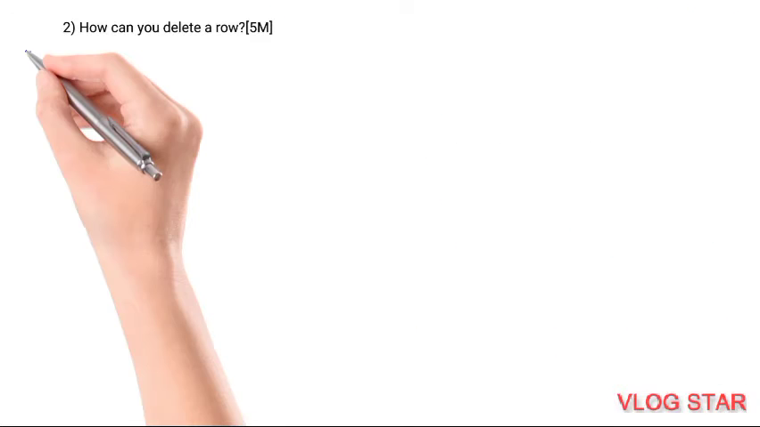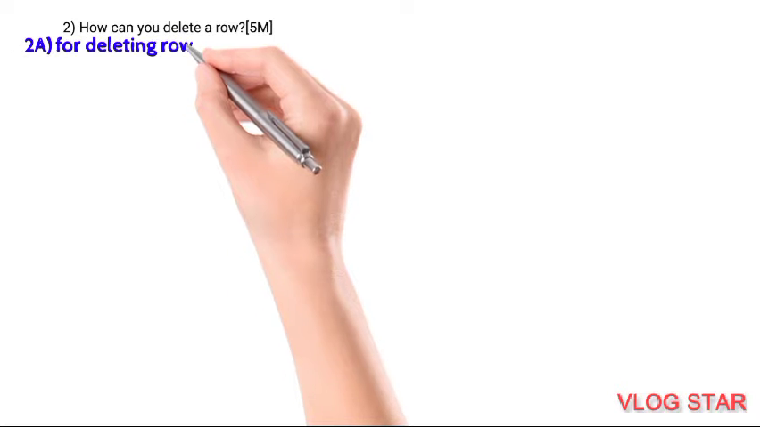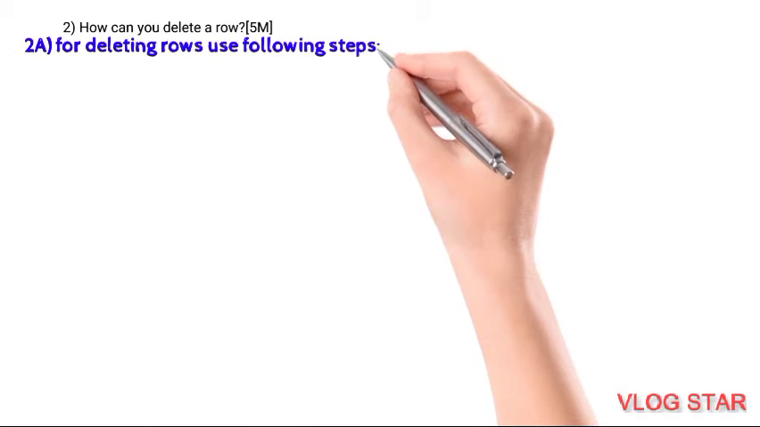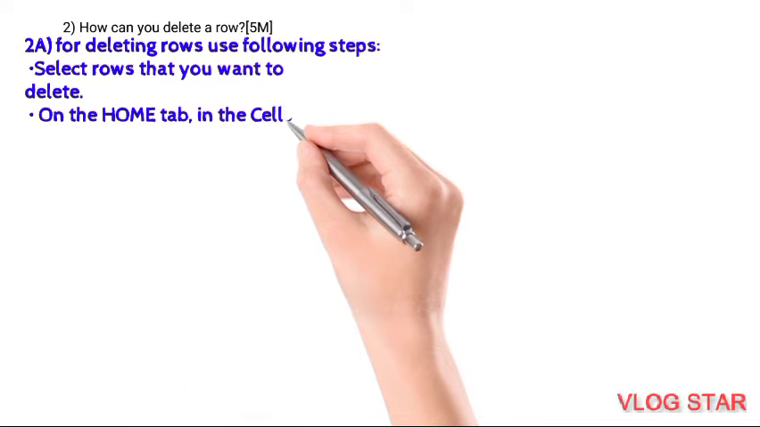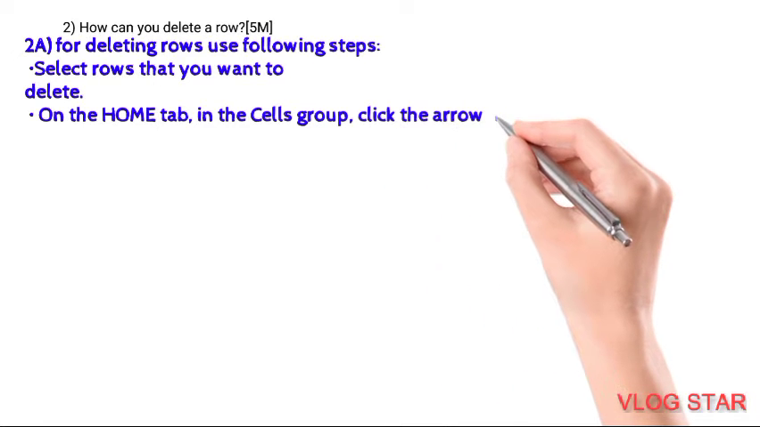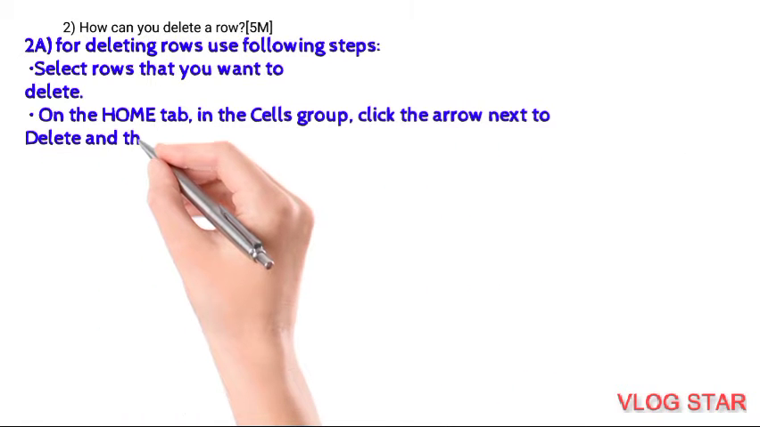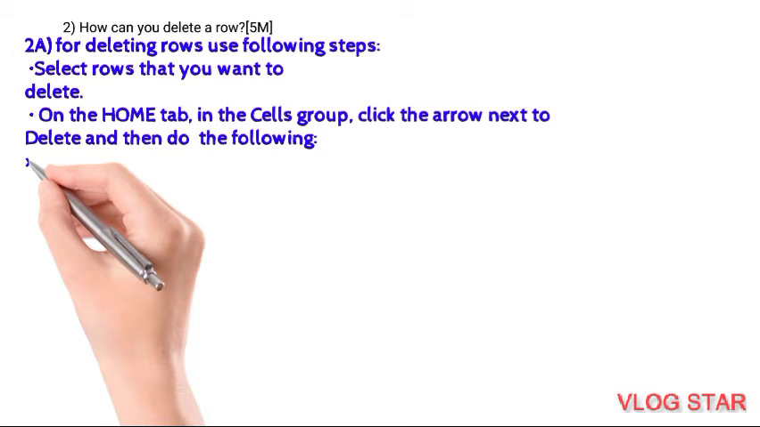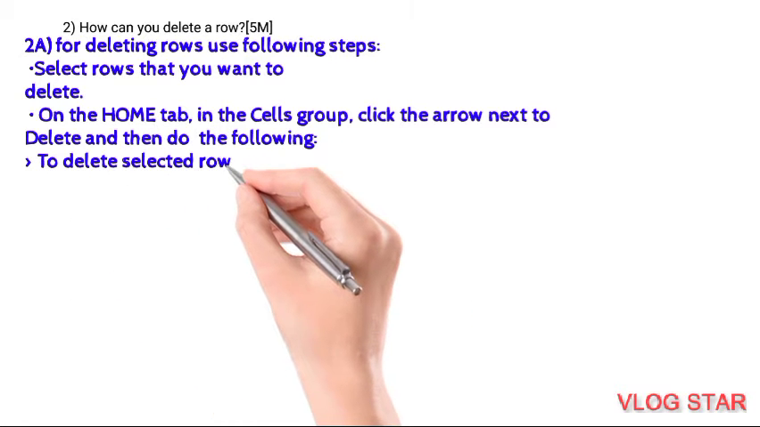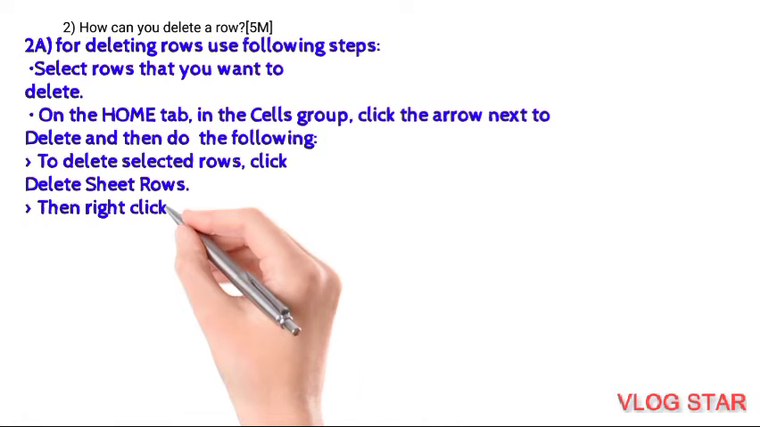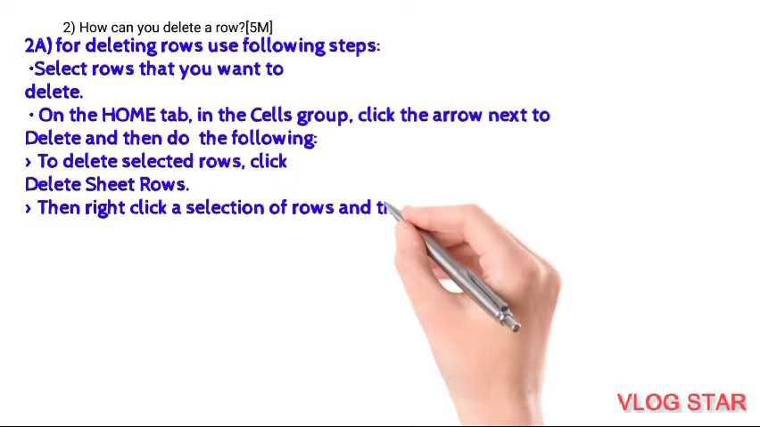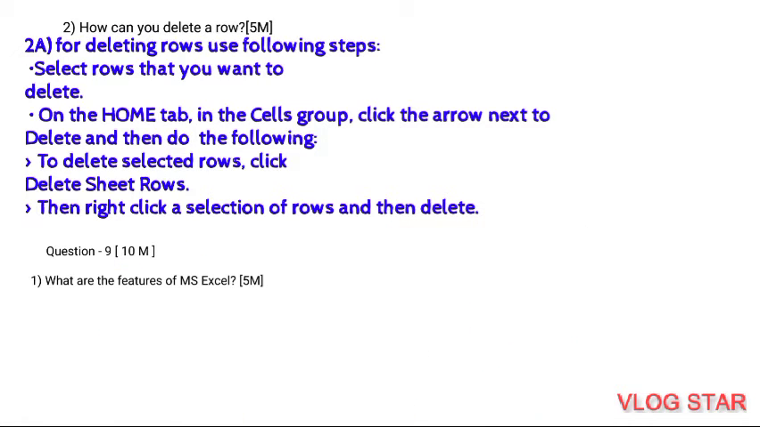Question 2. How can you delete a row? It consists of 5 marks. The answer is, for deleting rows, use the following steps. Number 1. Select rows that you want to delete. Number 2. On the Home tab in the cell group, click the arrow next to delete and then do the following. Number 1. To delete selected rows, click delete sheet rows. Number 2. Then right click on selection of rows and then delete it.